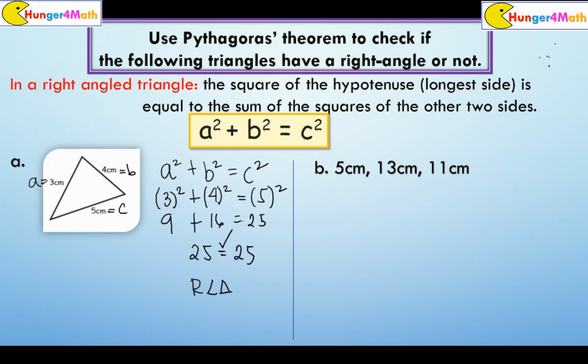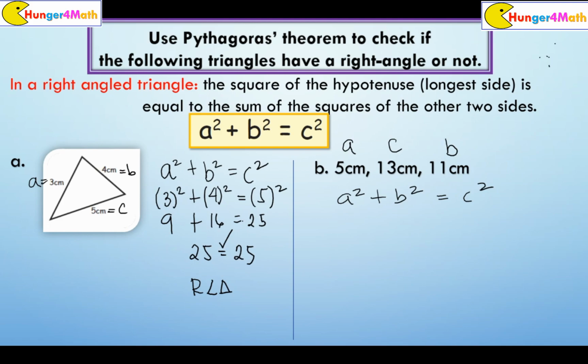Letter B, the given side lengths are 5 cm, 13 cm, and 11 cm. First, let's name the letter C, and that is the highest or the longest side, and that is 13 cm. And the 5, let's name it as A, and the 11 cm will be B. Let's use the formula. a² + b² = c².